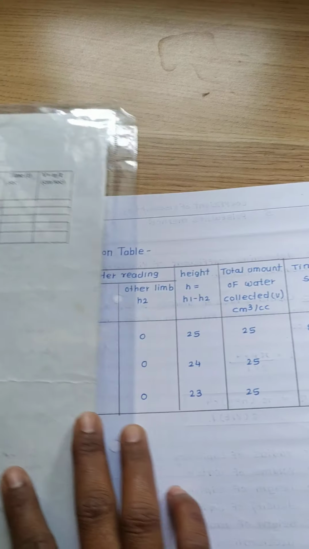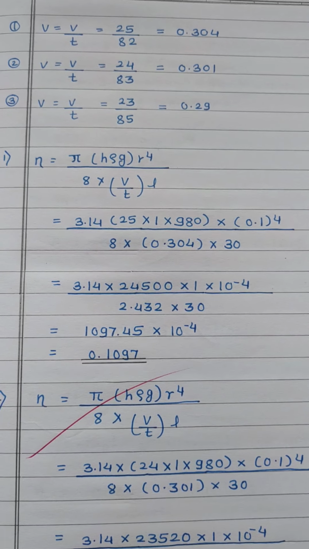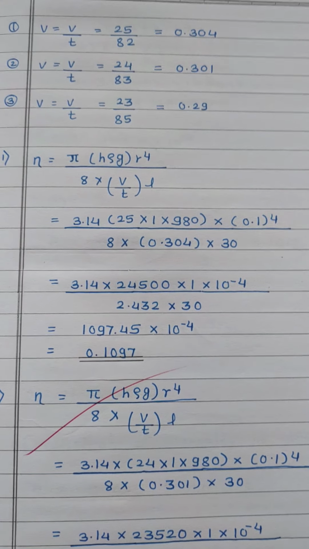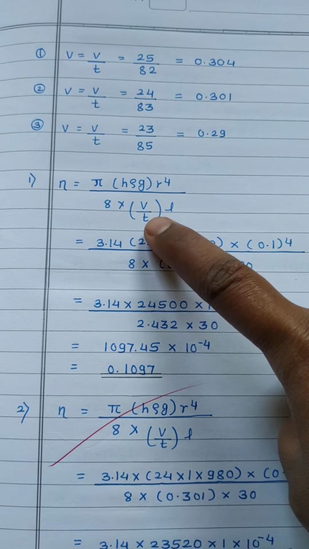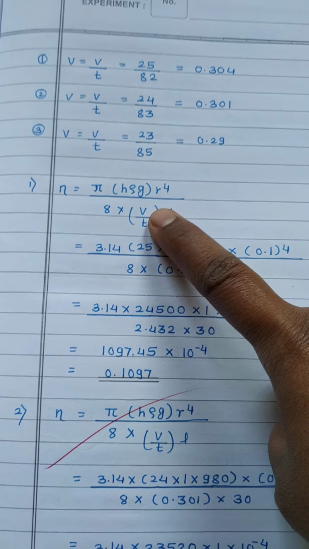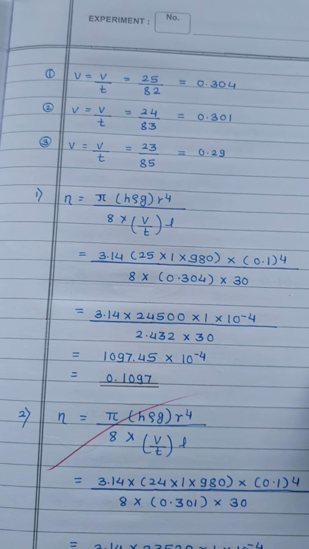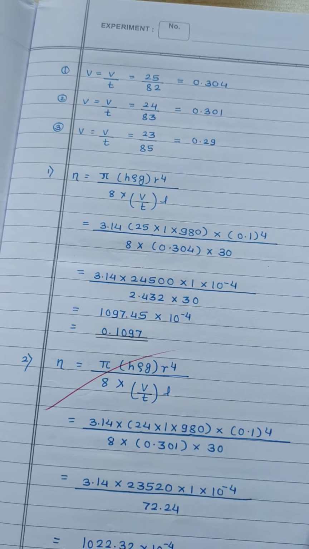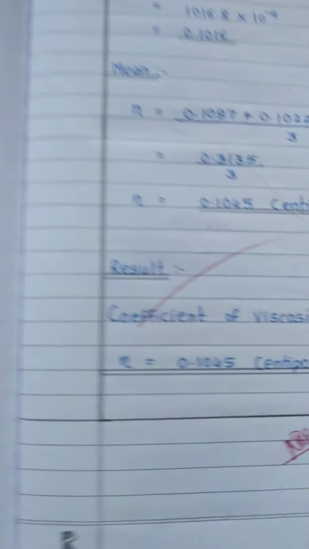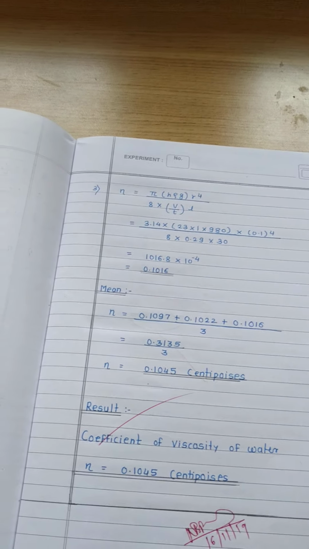Now put all the values in the formula. The formula becomes pi h rho g r raised to 4 upon 8 V L. Put the value of small v, that is the volume of the liquid per unit time, that is the amount of liquid flow per unit time, from the water stored and the time required. So putting the values in the formula, we get 0.1097 poise. In this way, we can find the coefficient of viscosity of water by using Poiseuille's method.